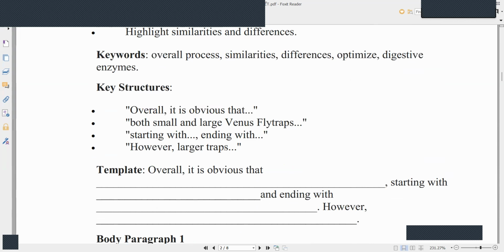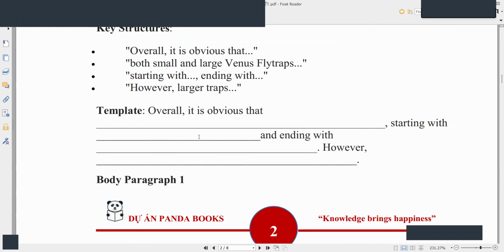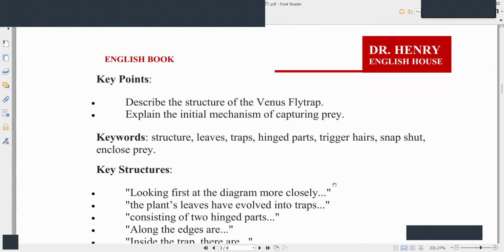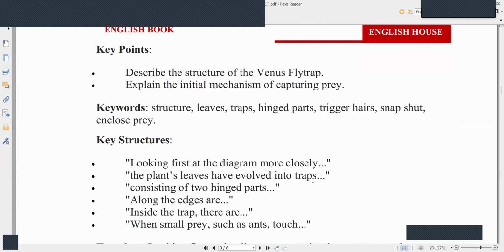Overall, it is obvious that both small and large Venus flytraps, starting with, ending with, however, larger traps. Template: overall, it is obvious that, starting with, and ending with, however. Body paragraph 1. Key points. Describe the structure of the Venus flytrap. Explain the initial mechanism of capturing prey. Keywords: structure, leaves, traps, hinge parts, trigger hairs, snapshot, enclosed prey.